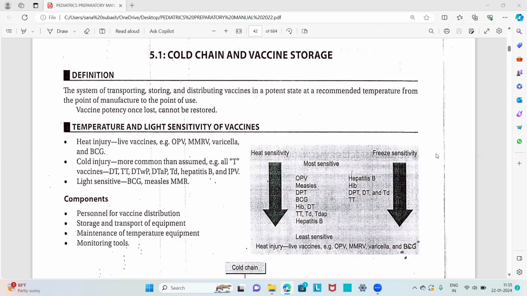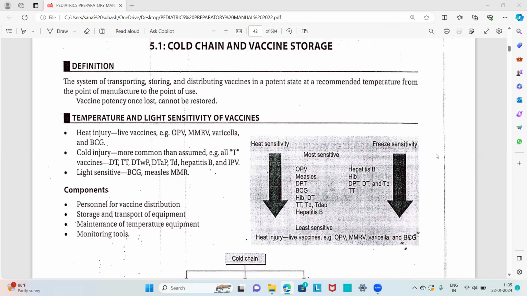Most of the questions are short answer type, and also one-mark answer type. So we have to study that. Okay, so let's start with the cold chain and vaccine storage.